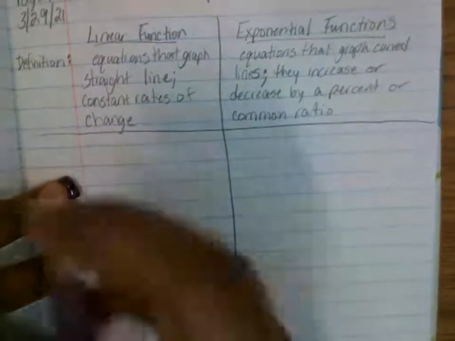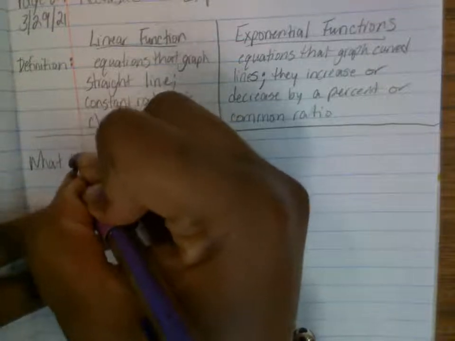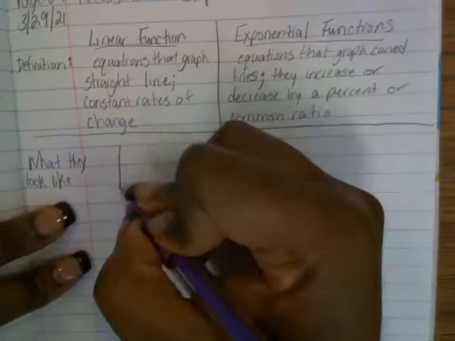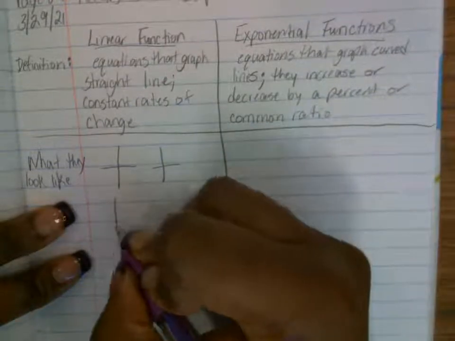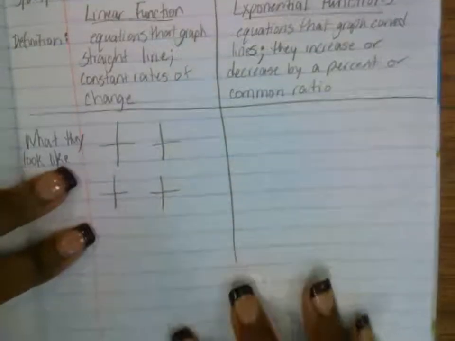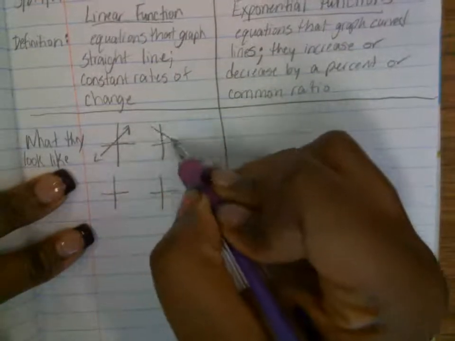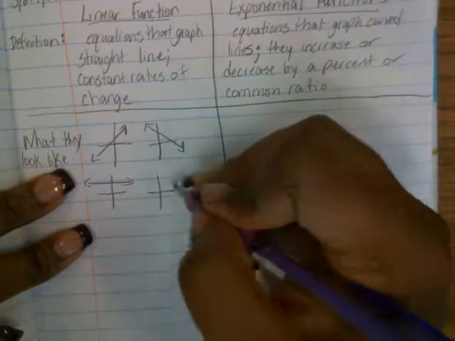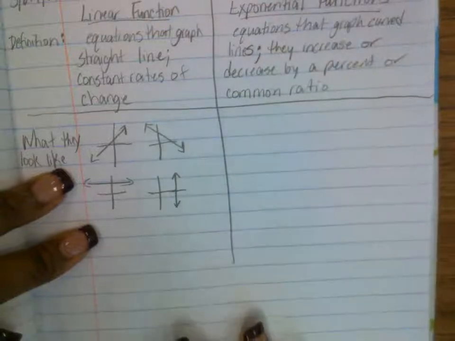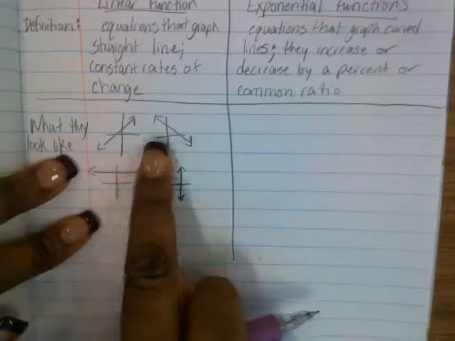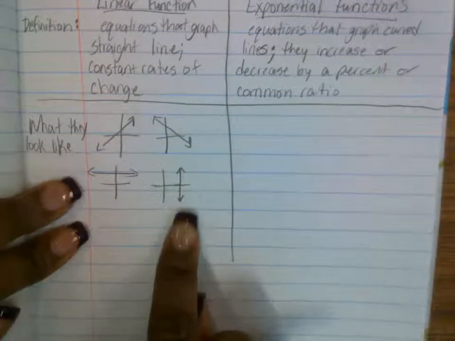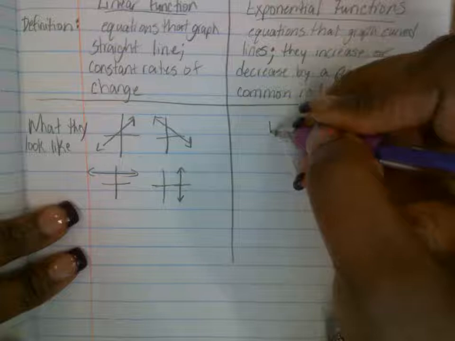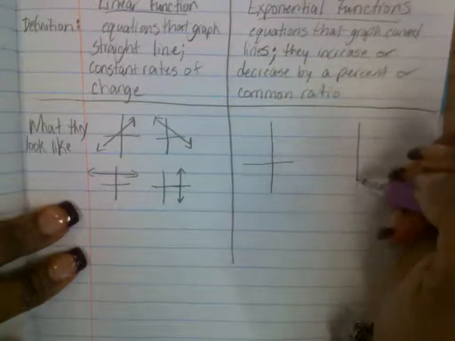All right, remember what they look like. For linear, remember there are like four different kinds of slopes. You have straight lines that go up, straight lines that go down, straight lines that are flat, and straight lines that are vertical. So you got different kinds of lines: positive slope, negative slope, zero slope, undefined slope. This is what linear functions look like. Exponential functions look like this. Two kinds. You got exponential growth and exponential decay, right?